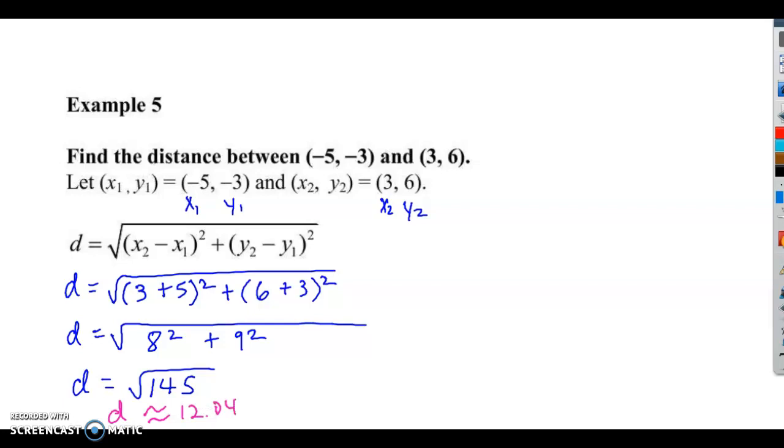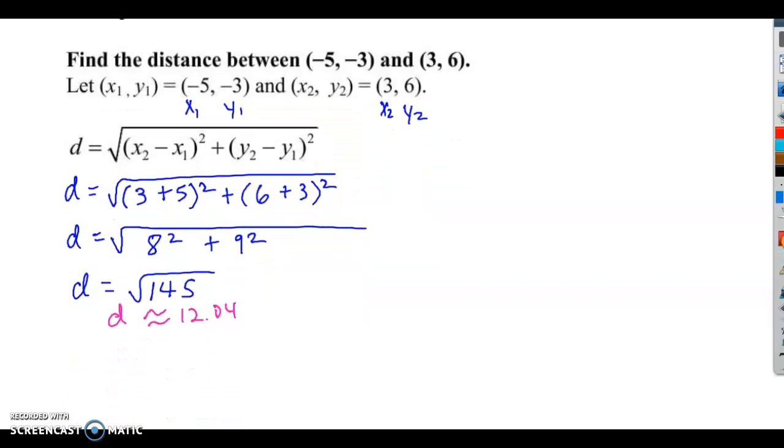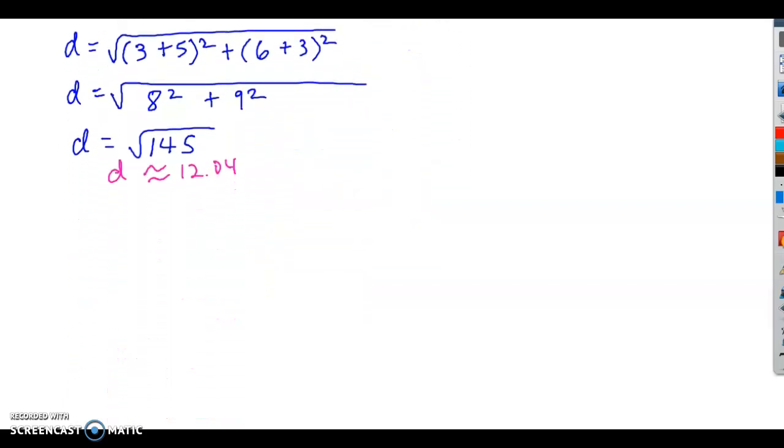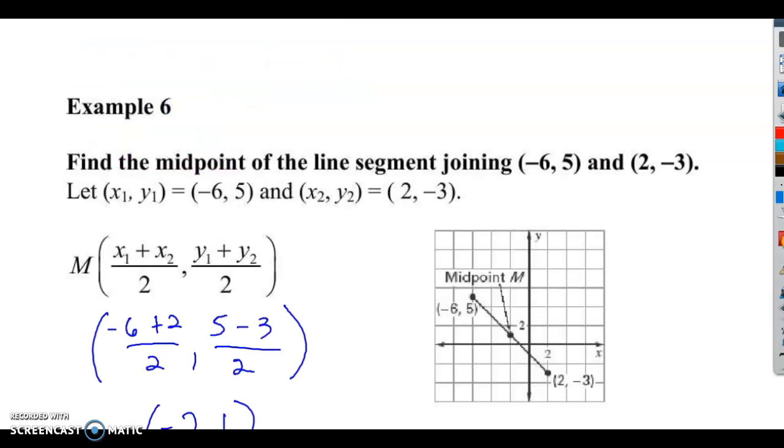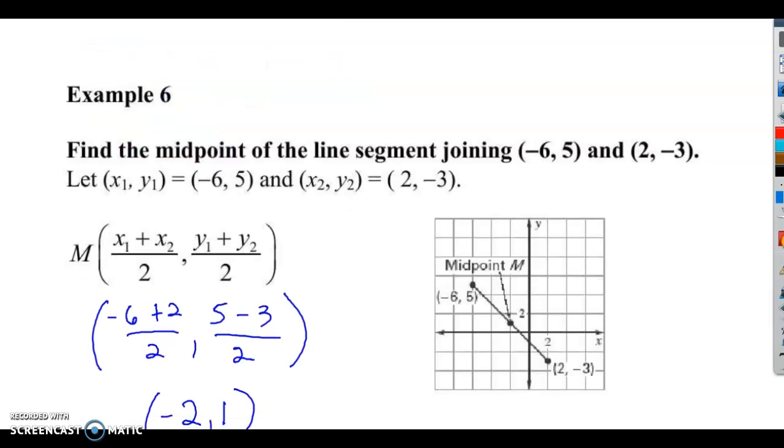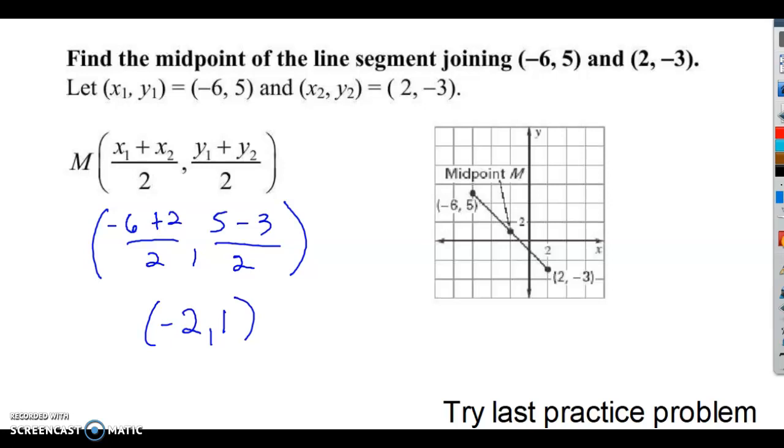Okay, so let's go to the next example. The next example is another midpoint problem. So you have to think back to the first thing I taught you, averaging the x's, averaging the y's. And you should have gotten -2, 1. If you didn't, we can talk about this in class, or you can look at this example, press pause, and look at my work and see where you made the error.